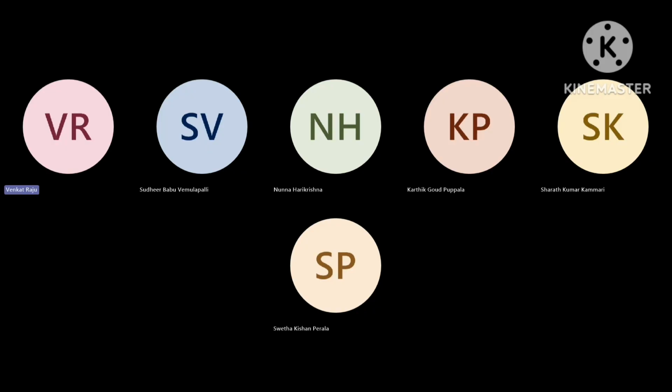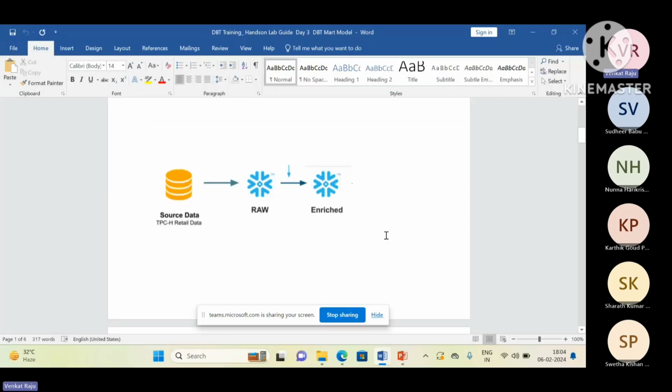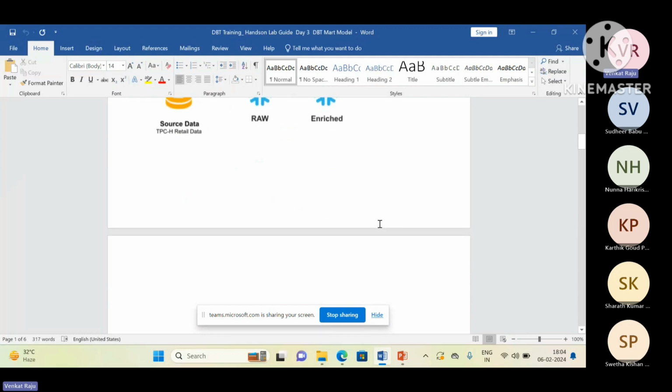To the raw layer, where by using DBT we are doing all transformations, aggregations and all. We are just enriching that data set, which can be used for downstream systems or any consumers or analytics, right? So that is our use case.